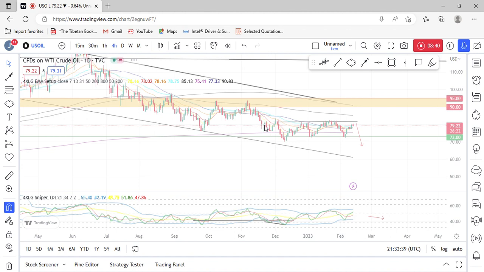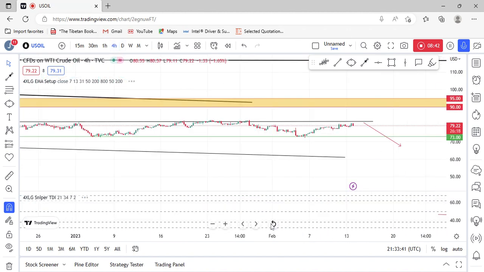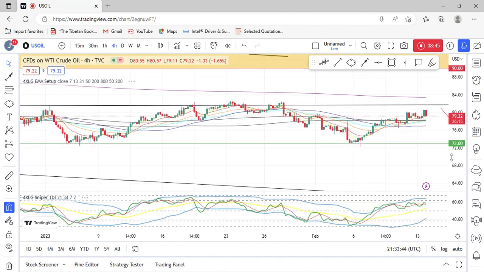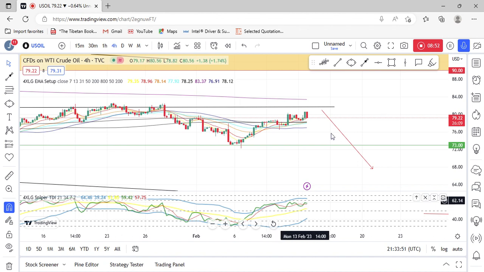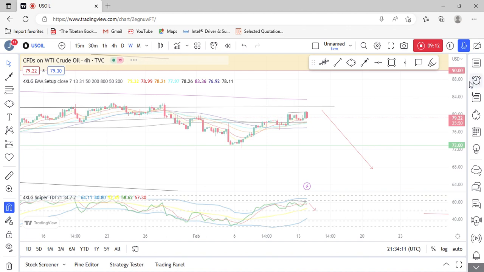Let me go to the intraday, just 4 hour to be precise. And this is what we have on 4 hour. Possible decline as well, where divergence as well. So we might possibly see a decline in the prices of oil.